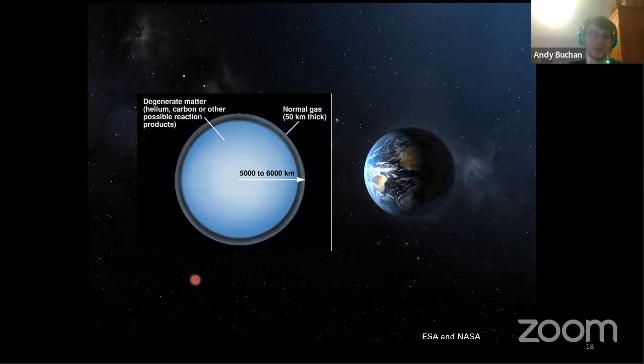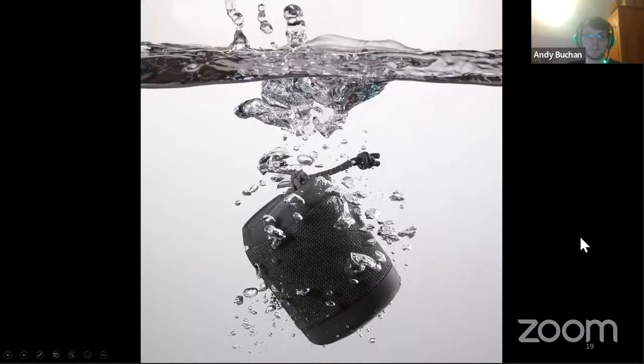Anything heavier than hydrogen or helium, which is essentially any other element, sinks straight through the atmosphere, kind of like dropping a stone into a pond. When I was looking for pictures of a stone in a pond earlier, this is the best one I found. It's not actually a stone, it's a Bluetooth loudspeaker. So just pretend that that's a stone.